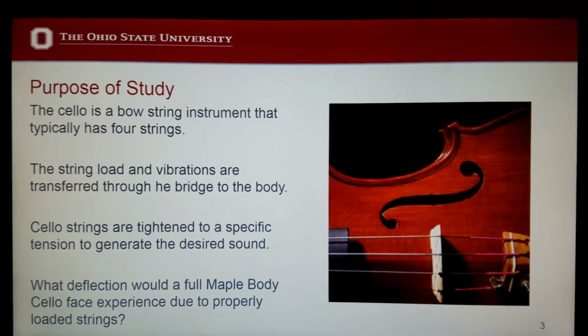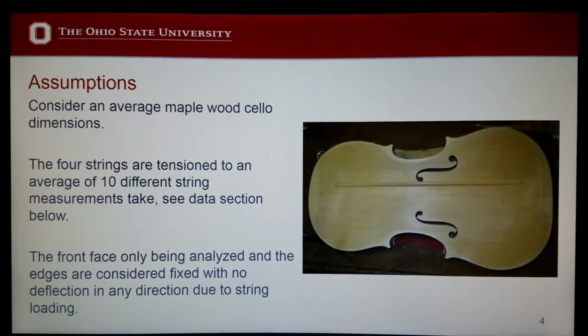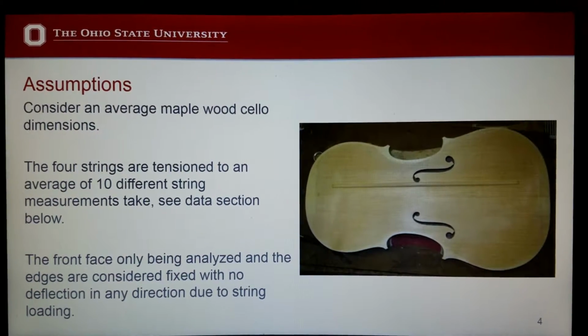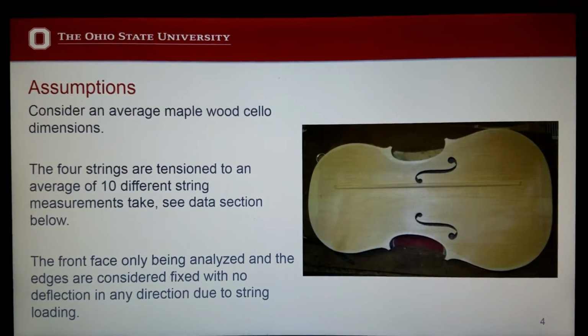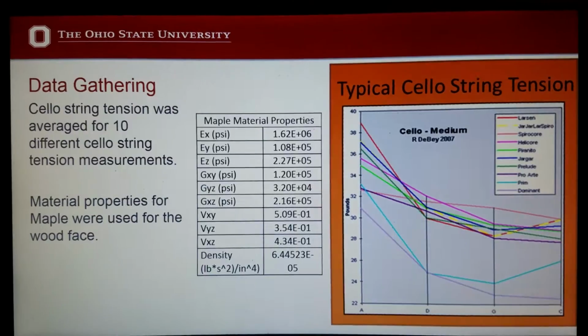The purpose of the study was to understand how the strings of a medium maple cello cause a deflection on the front face of the cello. It was considered to be an average maple cello with 4 strings, and we averaged 10 different cellos for the 4 strings. The front face was also assumed to be fixed along the edges.